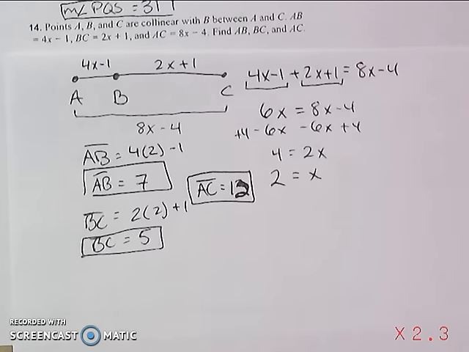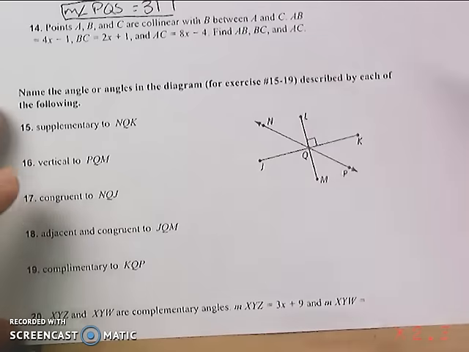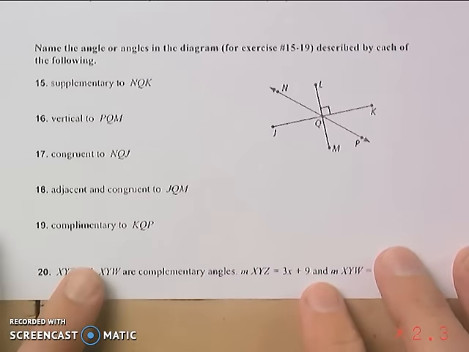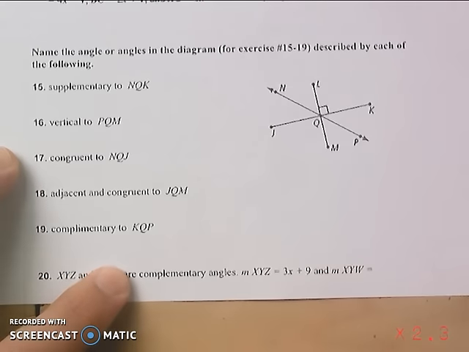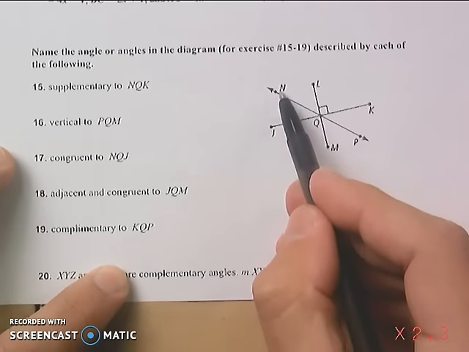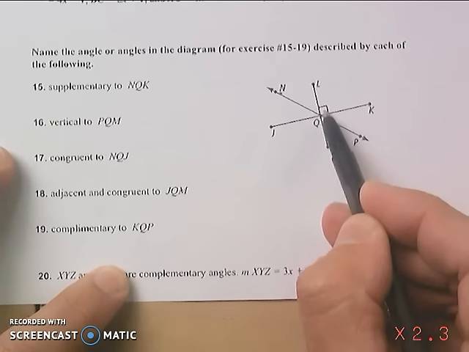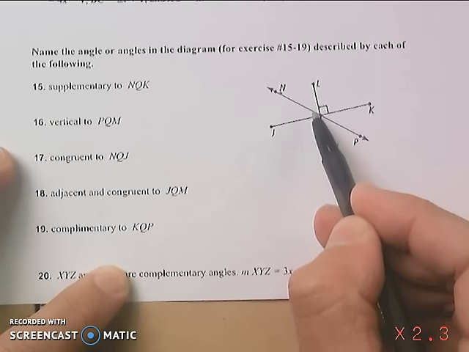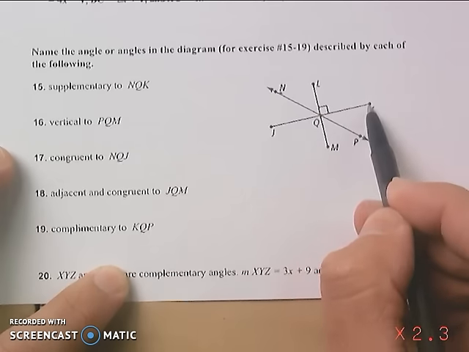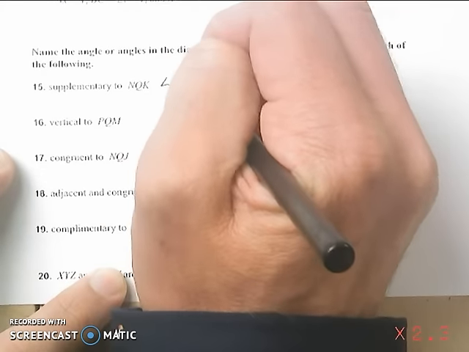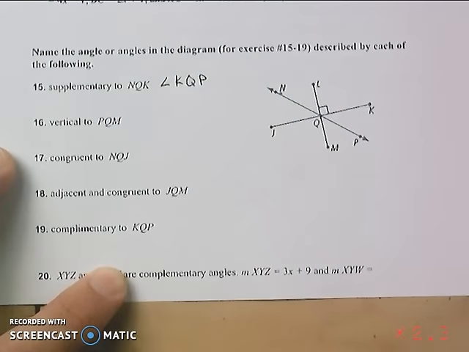Alright. Let's see if we can get one more in this video, then we're going to have to do a second video. Okay? Oh, wait. We might get a couple of these in here because these ones are pretty easy. Alright, so supplementary to NQK. So this is our full angle here. Supplementary means I need to add to 180 or create a straight line. So if I actually add KQP, that would work. KQP. Okay.